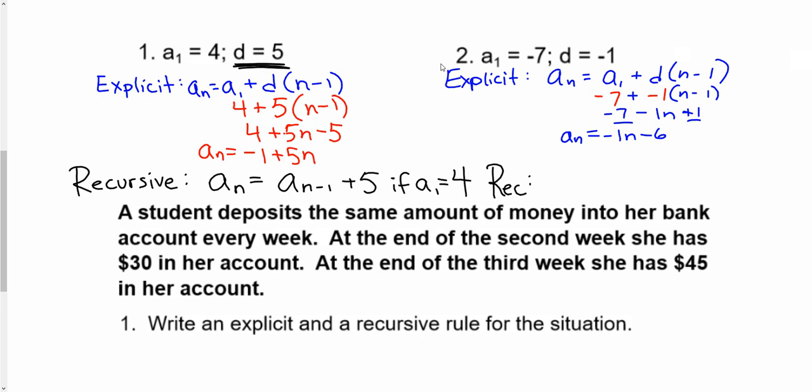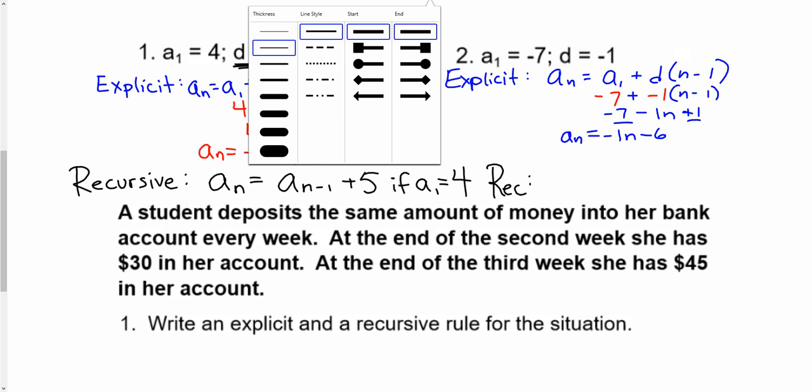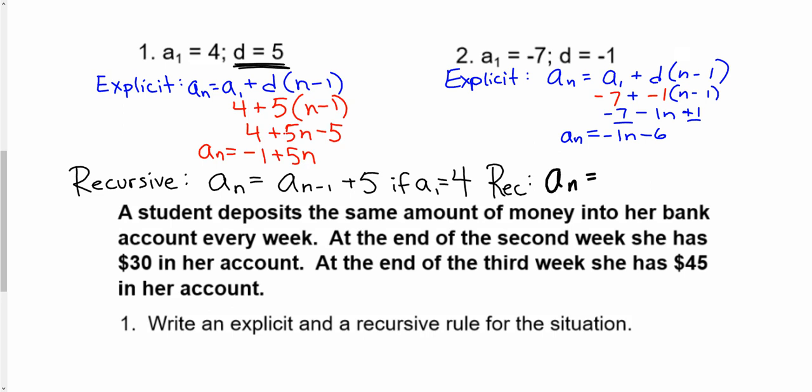No matter what, you're always going to start off with this. I'm going to make it in bold. Always start off with this: A_n equals A_(n-1). That's what makes it recursive. You have to use n minus 1. The last part to this is, if you know it's arithmetic, all you have to do is put the common difference at the end. The common difference here is -1, so I just put -1.